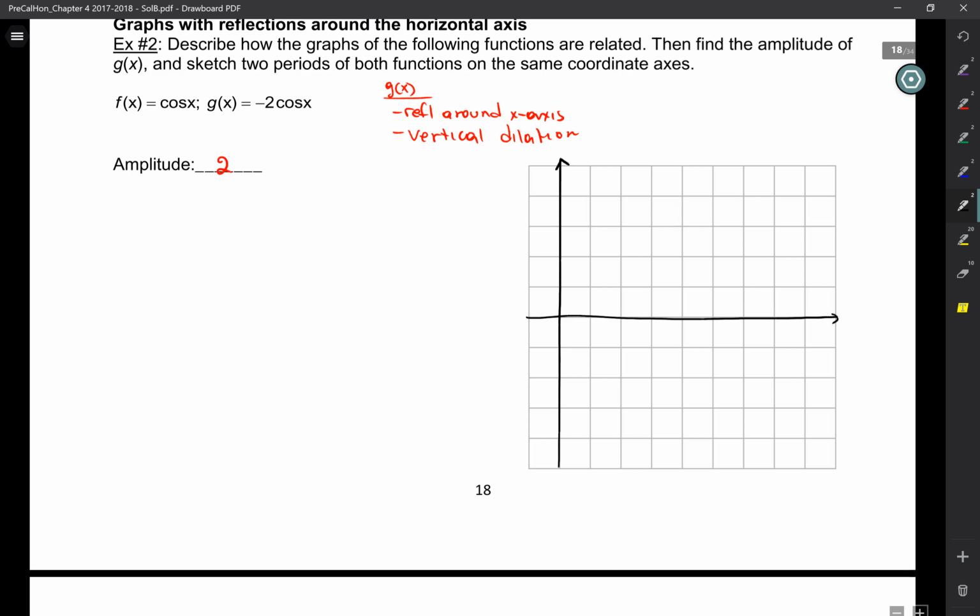So cosine goes from 0 to 2 pi. 0, 1, 2, 3, 4. That's 2 pi. And again, we're at pi, pi over 2, and 3 pi over 2. And this is 1 and negative 1. And then eventually we're going to need our 2's. So for cosine f of x, when the angle is 0, what's the cosine? 1. So cosine starts there.